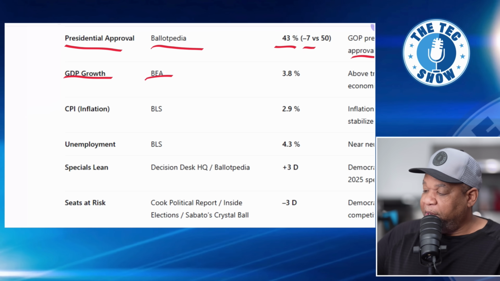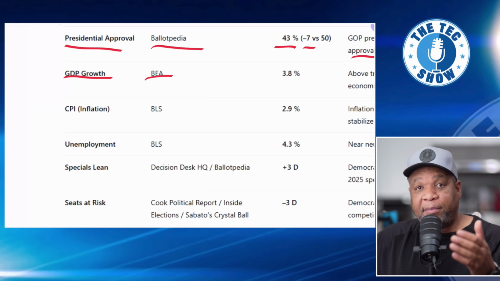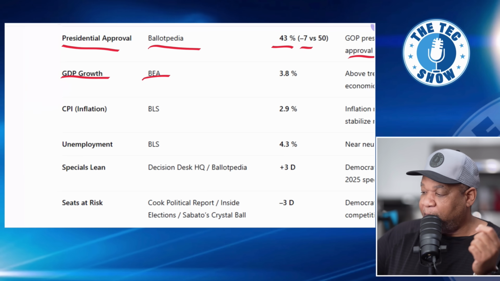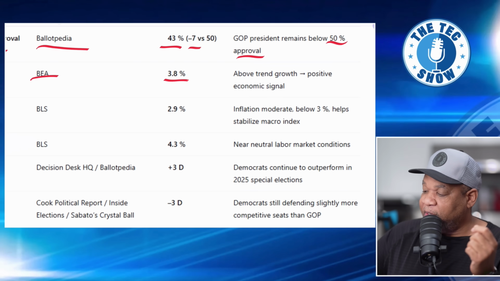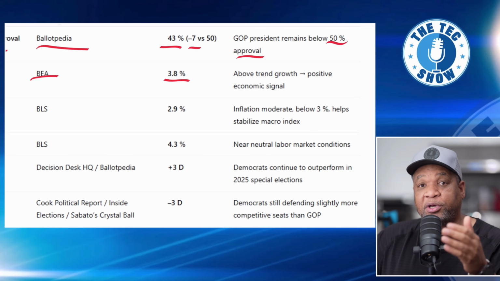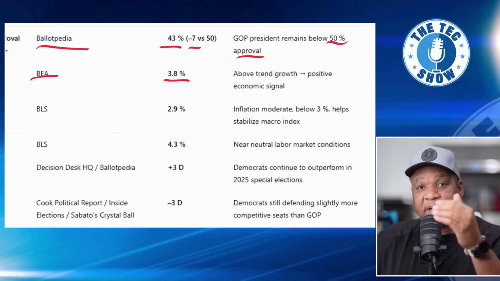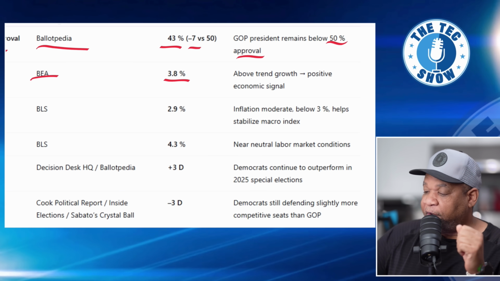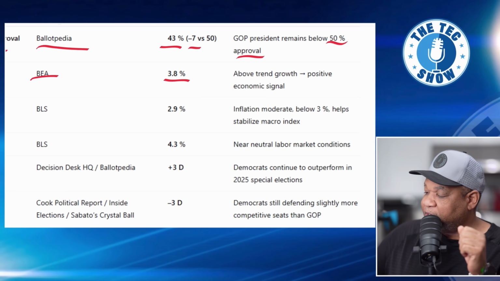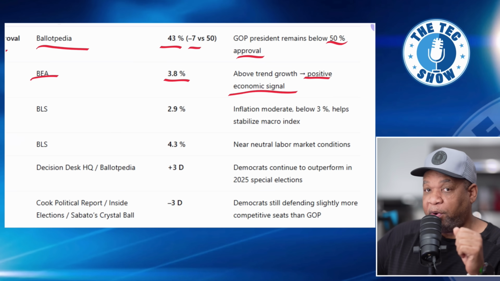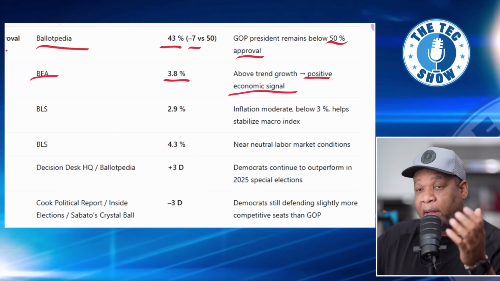GDP is coming from the Bureau of Economic Analysis. That's where I'm getting this information. Right now, it's at 3.8%, and that number could change on October 30th because that's when we'll get the new information coming in from the Bureau of Economic Analysis. Right now, it's a positive economic signal, this 3.8%, so this favors Republicans.